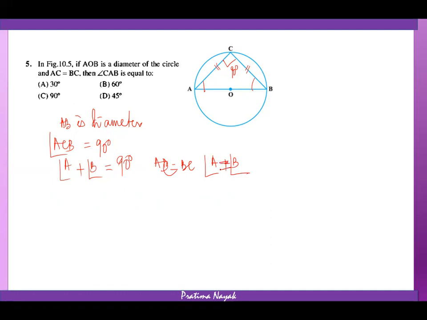AC is equal to BC, so angle A is equal to B. So if I take them X, 2X makes 90 degree, or X is equal to 45 degree. So they will be 45 degree. I am taking X, 2X equal to 90 degree, X equal to 45 degree. So D will be the answer.